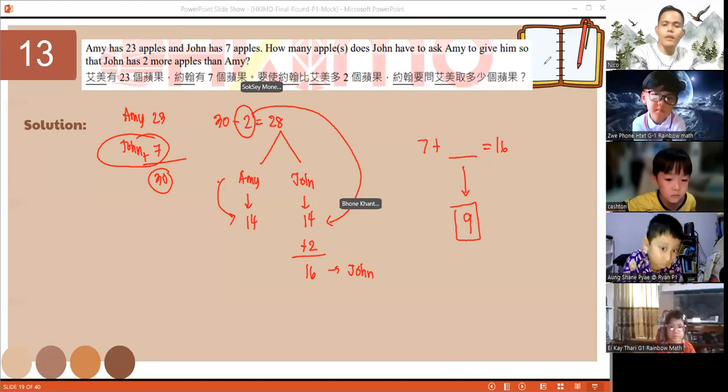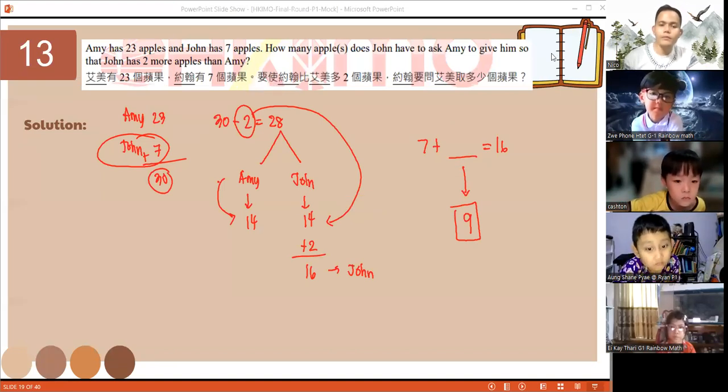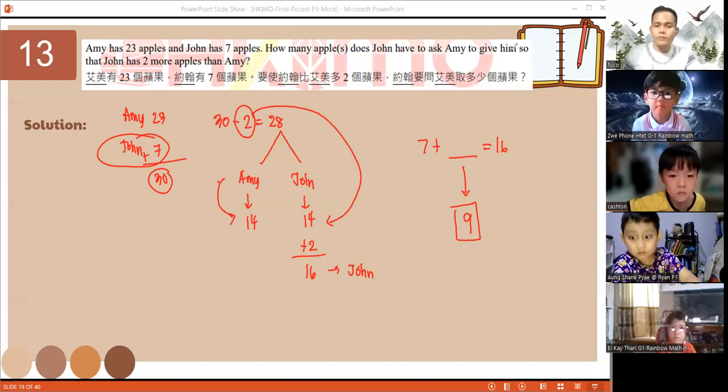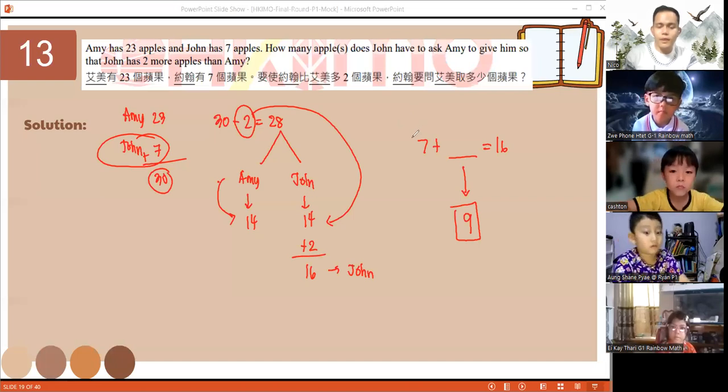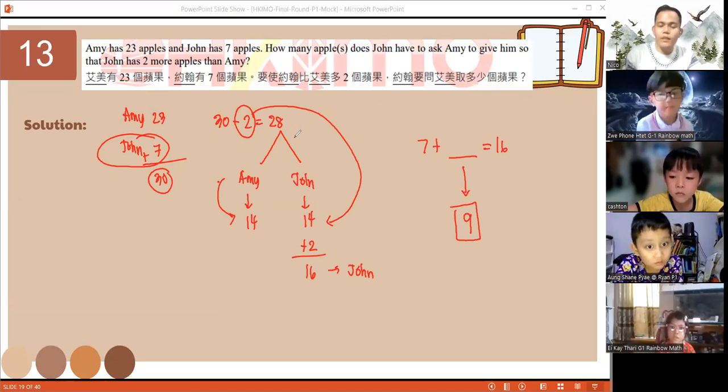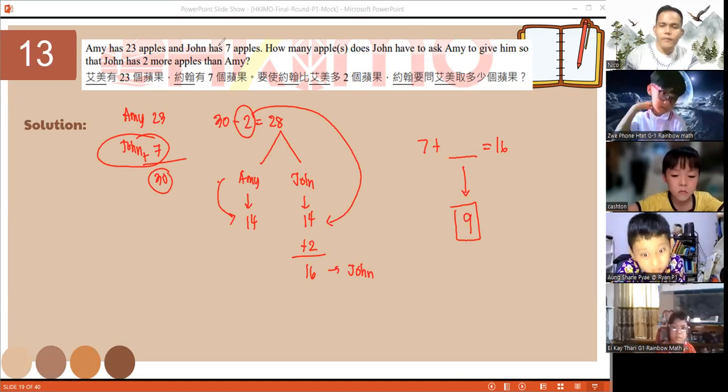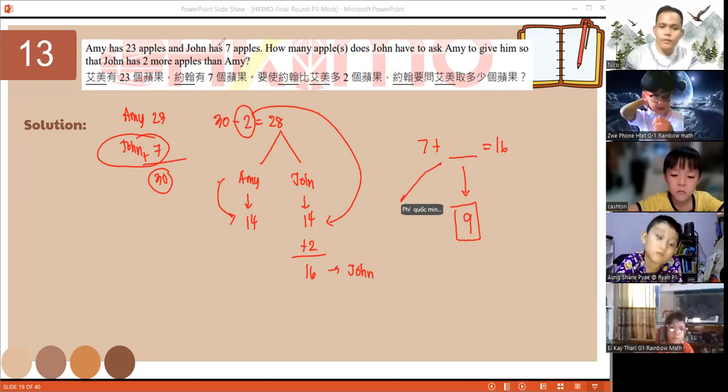Who are those annotating here? Can you stop annotating? You're distracting the class. It's either you stop annotating or you stop listening to me. Again, we already have our class rules, right? If you don't follow the class rules, then you'll be distracting the class. You're not respecting me. You're not respecting your classmates. Who's that one?